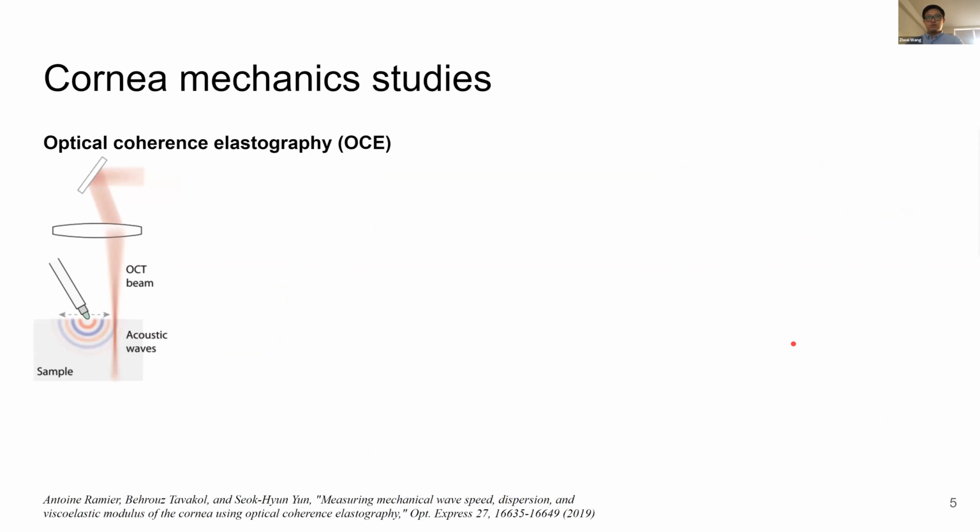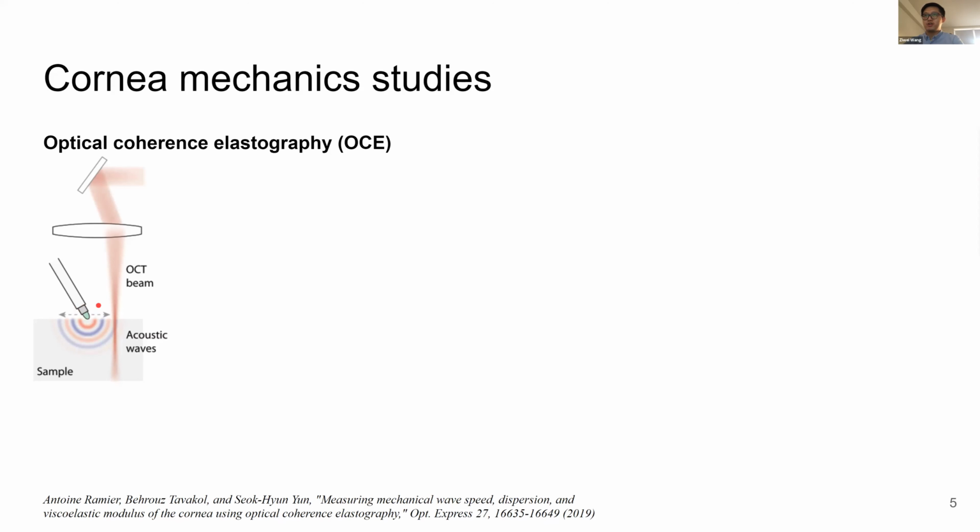So to make improvements on this, people started to explore another method called optical coherence elastography. This is another non-invasive dynamic test that has been used for characterizing corneal mechanics. In this study, the researchers used a piezo actuator, which is this green dot.